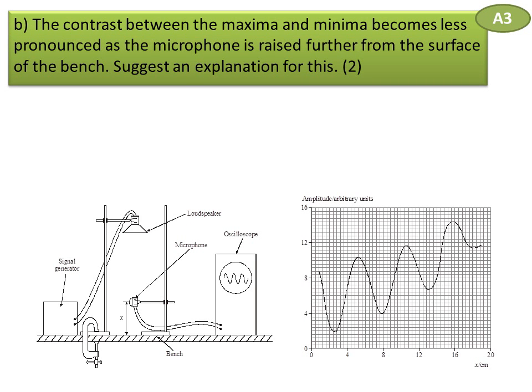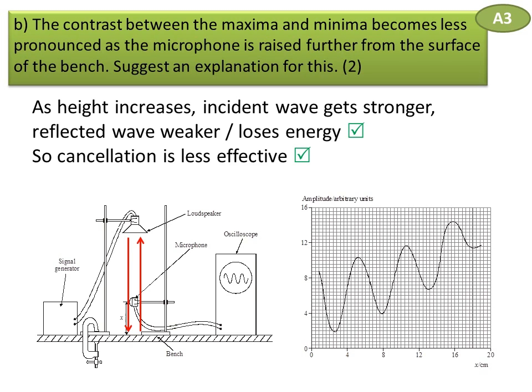The contrast between the maximum and the minimum becomes less pronounced. So basically the question is asking for 2 marks. Why do we get this graph? As the sound waves move backwards and forwards, they interfere constructively and destructively. But the further you get away from the bench, the reflected waves are going to be weaker. So, they're going to lose energy. So, cancellation is less effective. The nodes become less pronounced.